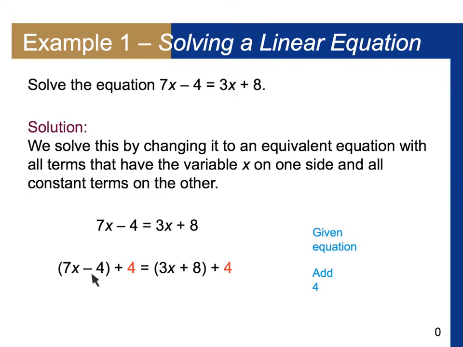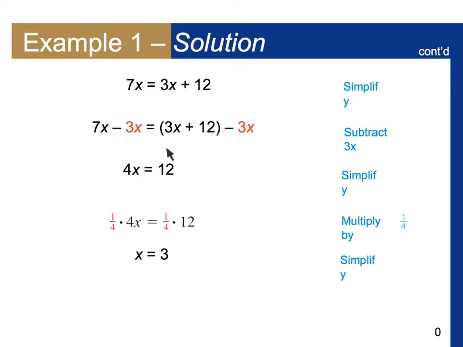This cancels the minus 4 here, and then it gives us a plus 12 here. The next step is, now we have 7x equals 3x plus 12. Now I want to get the x out of this side because I just want it on the left-hand side. So I'm going to subtract 3x on this side, and I'm also going to do it on this side.